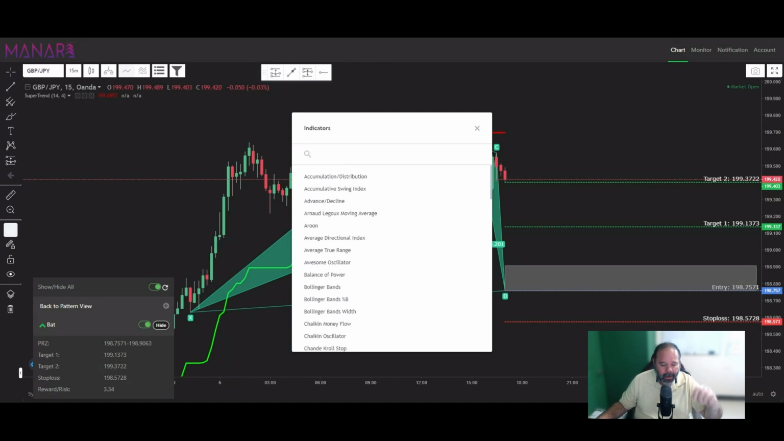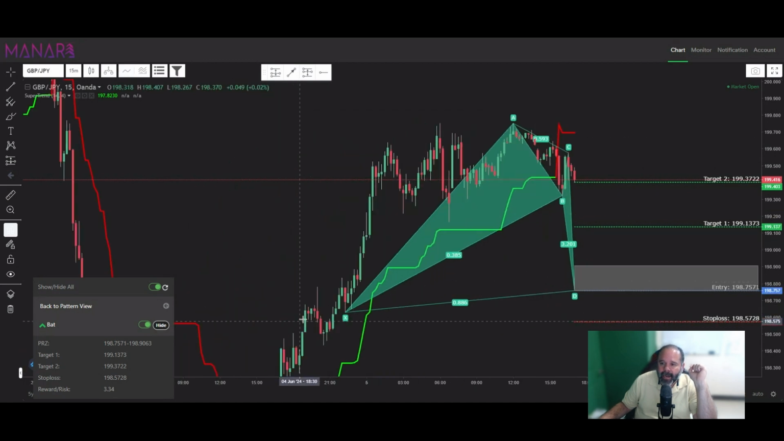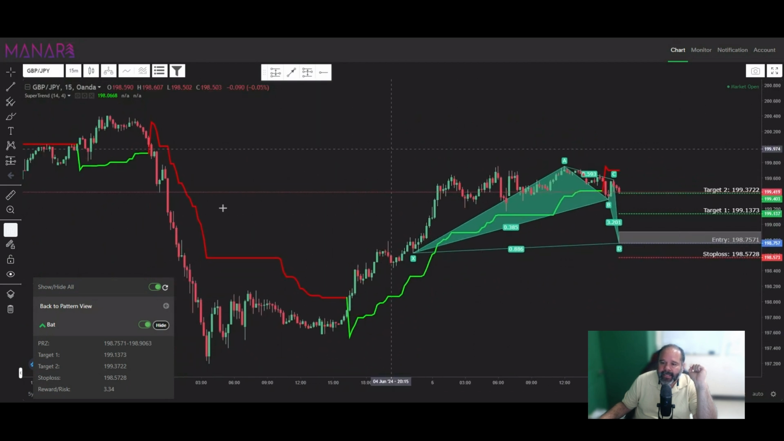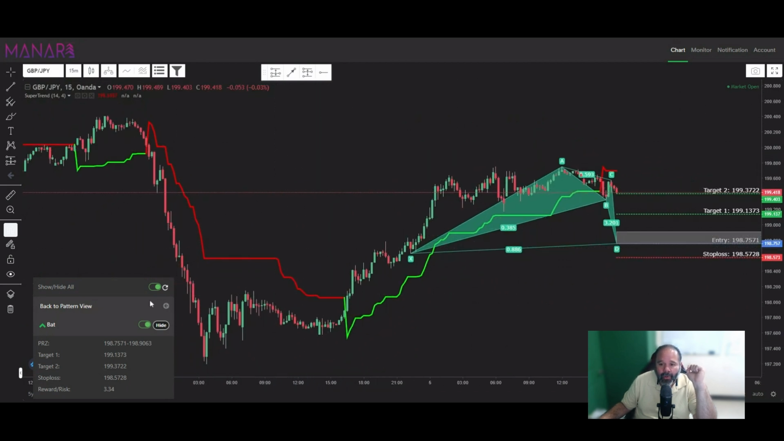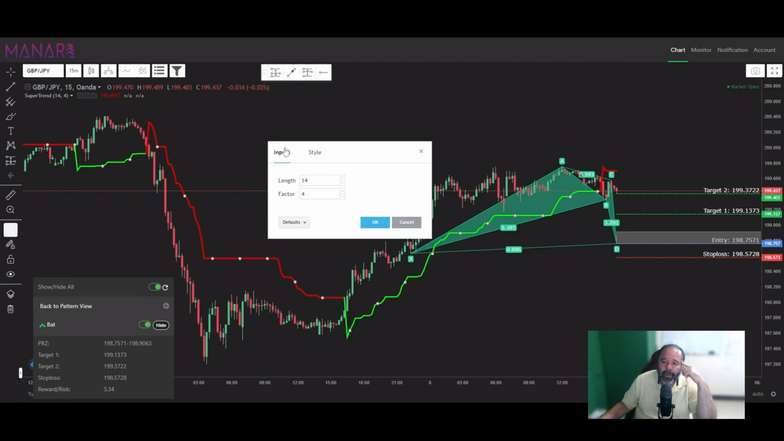And right here, you're going to type in Supertrend. There you go. Supertrend. Click on Supertrend and it's going to install this indicator that is right here, the red and green line. That's the Supertrend. Now, in order to configure it, you need to click right here, this button in the middle that says format. Click on it, and on inputs, the inputs tab should say 14 and 4.